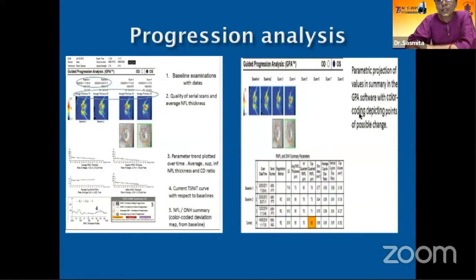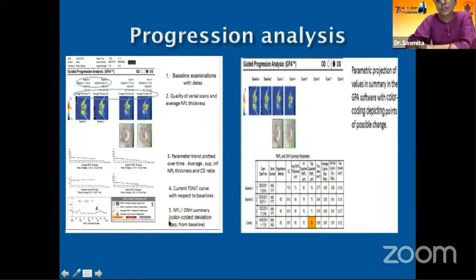So we have progression analysis. This is the Cirrus HD-OCT's progression analysis, where two baseline examinations are needed to compare with the rest of the follow-up scans. And you have a parametric table given, which is used for analysis. The color coding is given at the end to know whether there is some kind of progression or not.